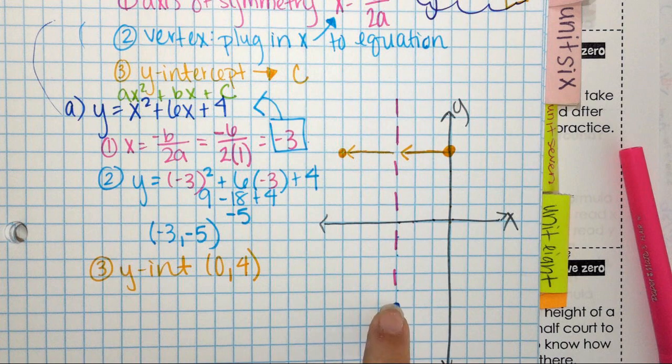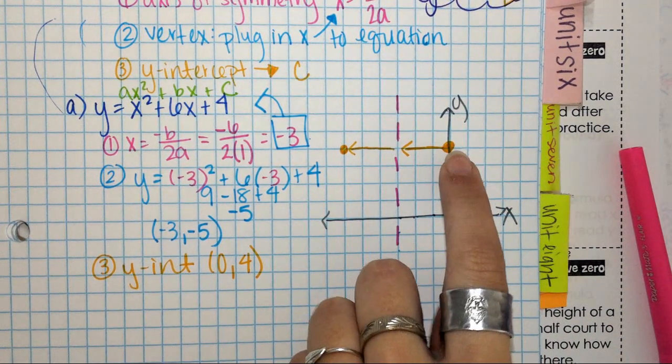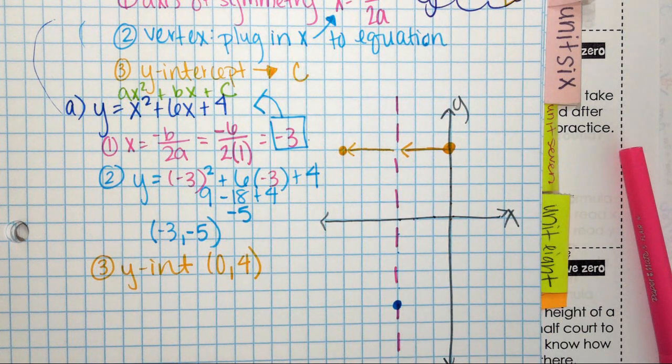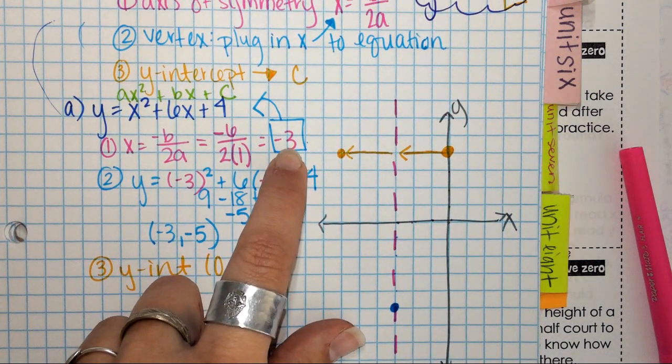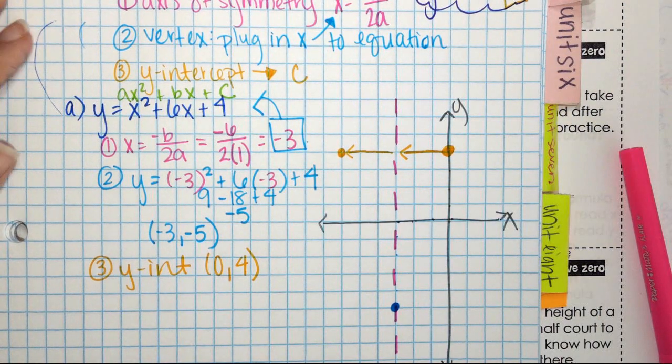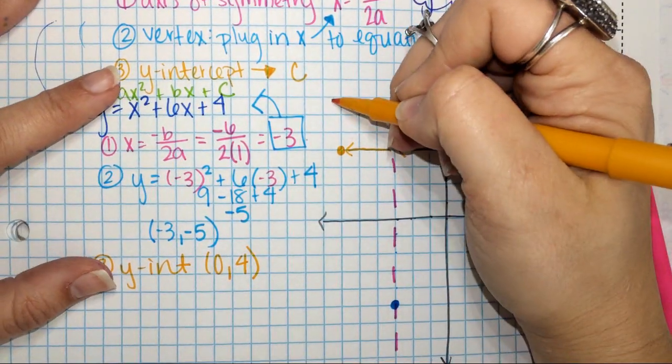Do not move the vertex. Reflect the yellow point. What's that long purple line? Axis of symmetry. So 3, 1, 2, 3. Okay. All right, now, do we connect it as a U or a V? A U.